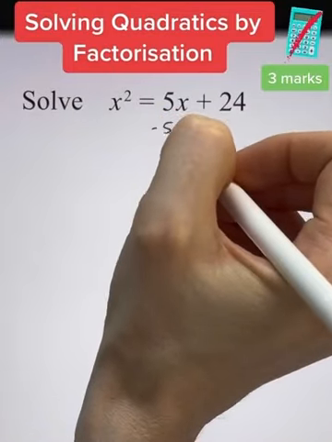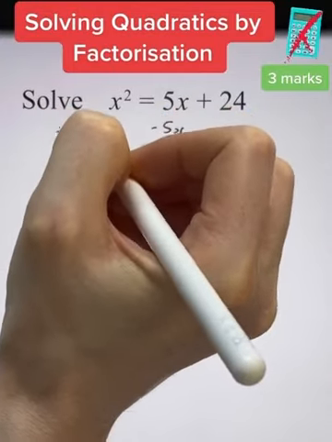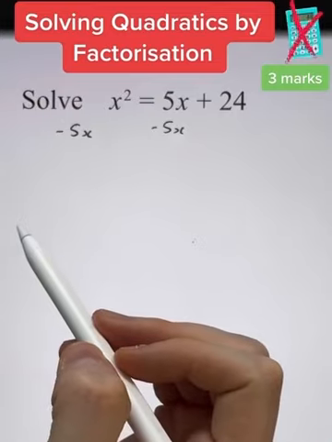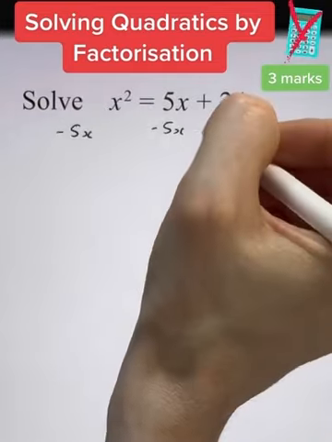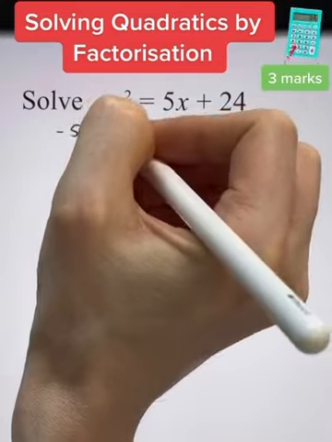5x, therefore, is to subtract 5x on both sides of the equation. I must do the same operation to both sides to keep my equation balanced. Likewise, the opposite of add 24, therefore, is to subtract 24 from both sides of my equation.